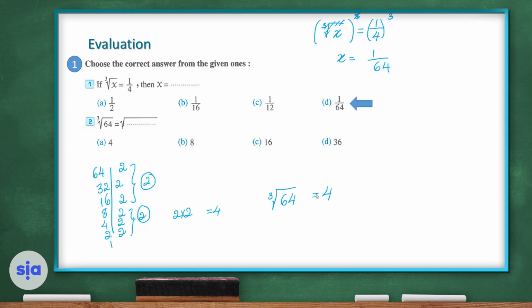Shall I go now and choose A? No, because the question wants me to find what 4 is the square root of. The square root of what equals 4? 4 times 4 is what? Yes, it's 16. Then the square root of 16 is 4. Then in question 2, the right answer is choice C.